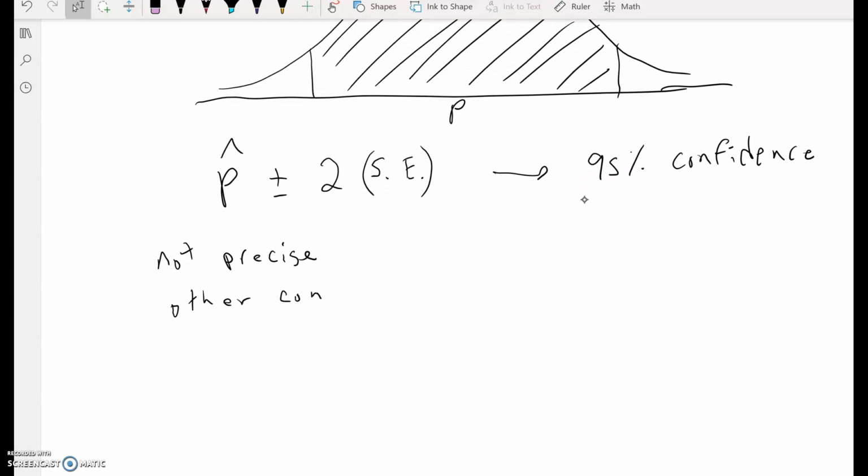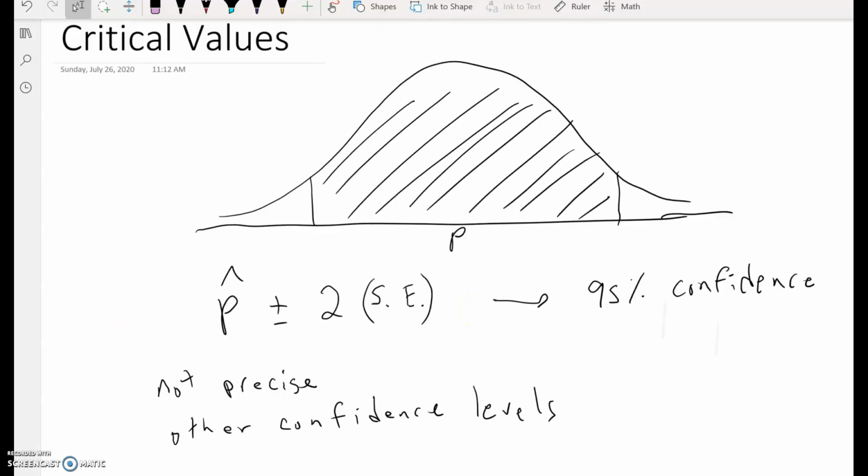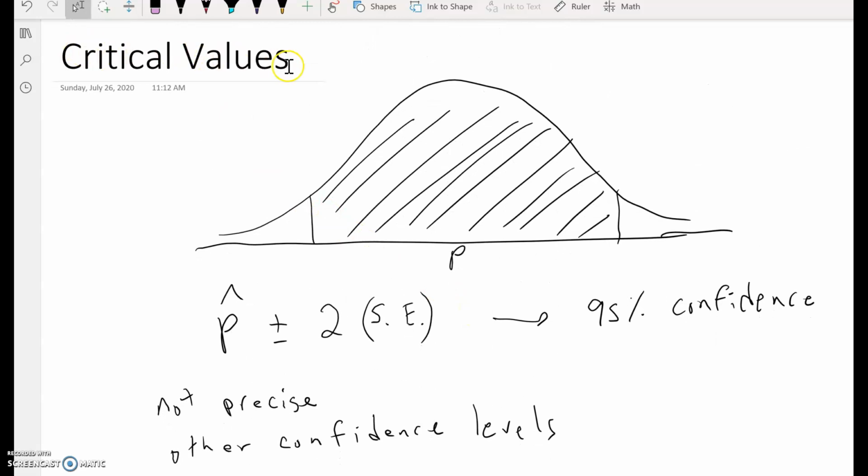Like you want to be 99% sure because you don't want to take a 5% chance of being wrong. So you want to be 99% sure or 99.9% sure. Or sometimes you want to shrink that margin of error down and you're willing to be only 90% sure of being right. So how do you deal with other confidence levels? This brings up the idea of critical values.